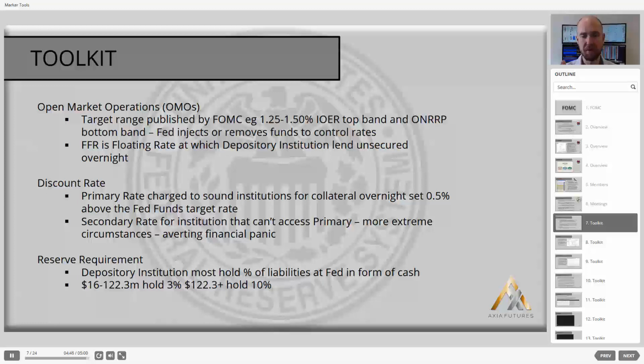We'll talk about this floor system and how that's developed from the old corridor system and how exactly this now works and why we're actually in a situation of using this floor system. Okay, so let's move on to that.